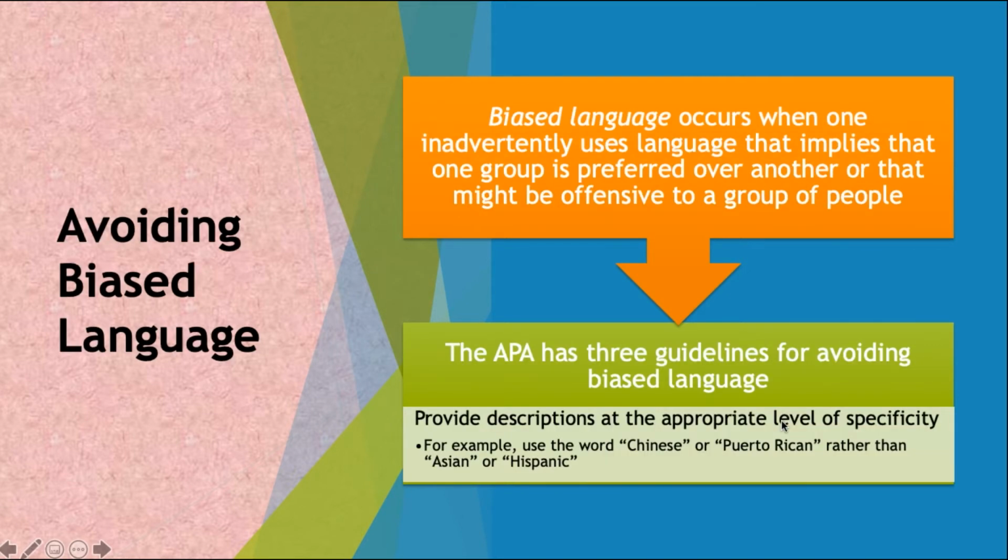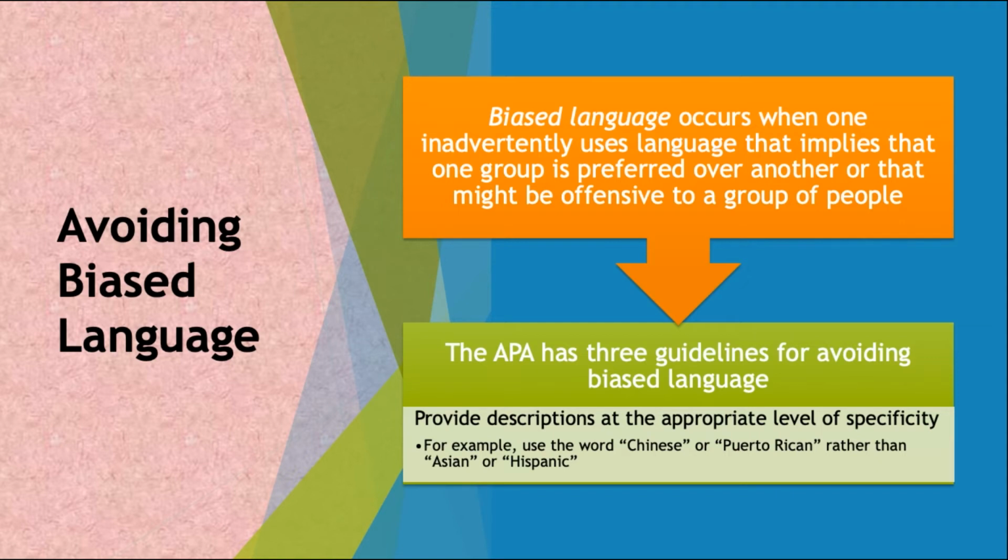So, avoiding biased language. Biased language occurs when one inadvertently uses language that implies that one group is preferred over another, or that it may be offensive to a group of people. The APA has three guidelines for avoiding biased language. I will explain them now.